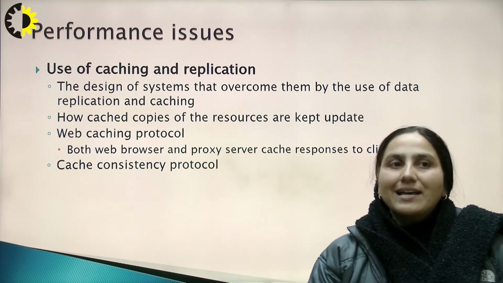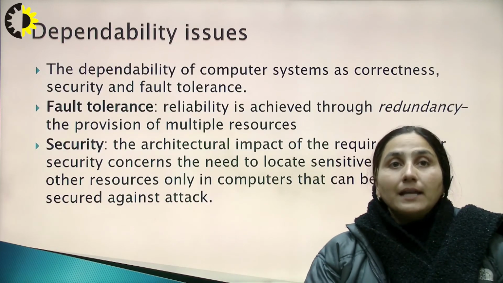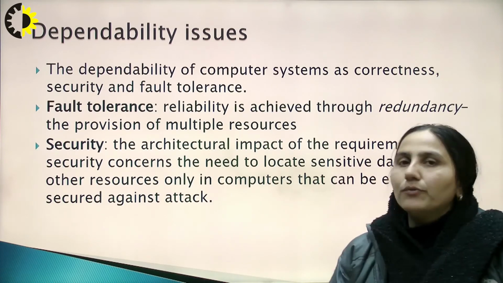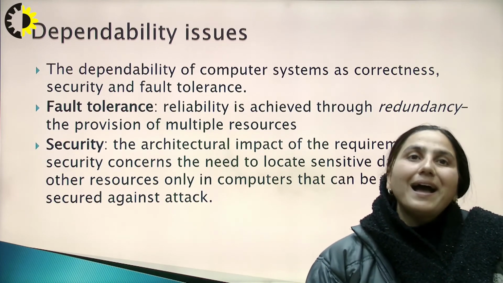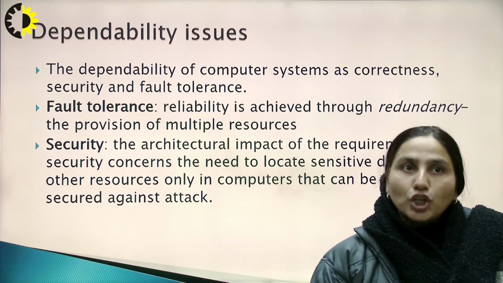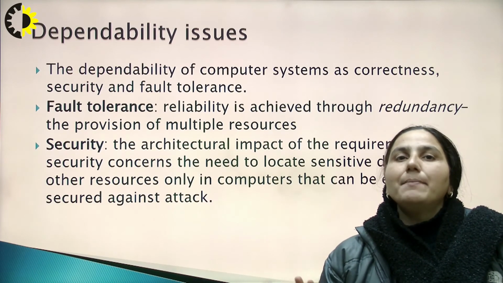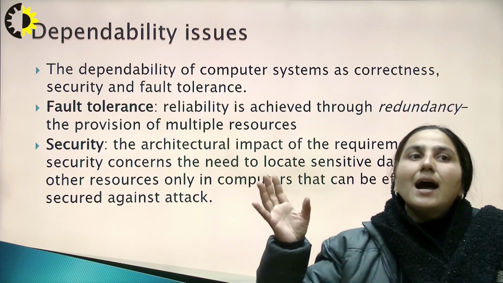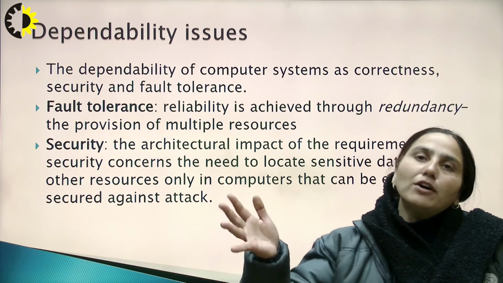Fine. And lastly is the cache consistency protocol. Now this is again a very important issue, which is a dependability issue. What do we understand by dependability? The dependability of a computer system is described in terms of correctness, security and fault tolerance. That is, how secure the particular system is, how correct it is, and how fault tolerant it is.